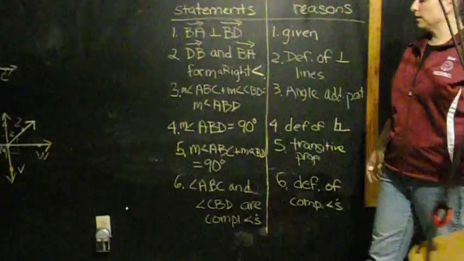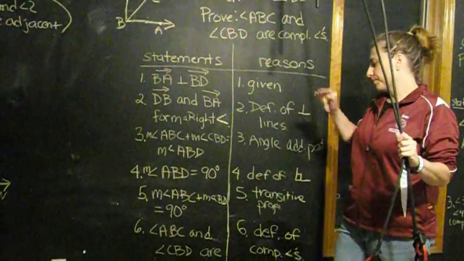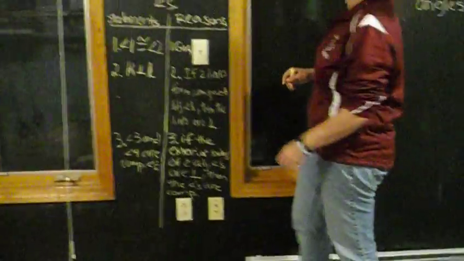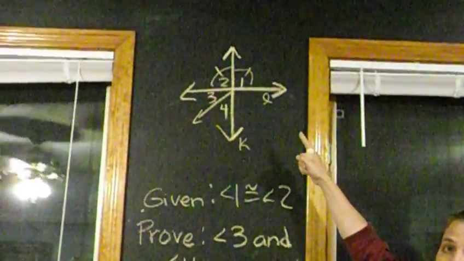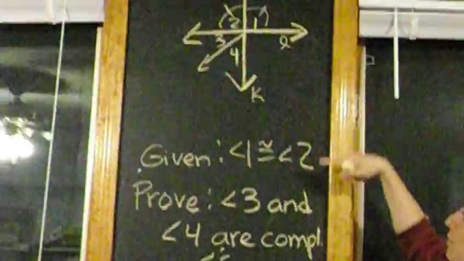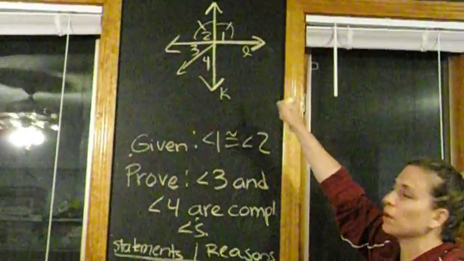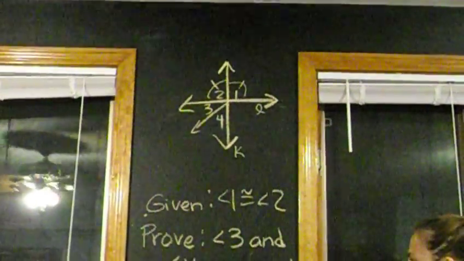I tried to take as many steps as I could to show you different things there. All right, the last thing I wanted to show you was this proof that was in your book. This is also on page 36. It has this picture I drew with the congruent signs. It says given angle 1 is congruent to angle 2. Prove that angle 3 and angle 4 are complementary angles. So there's angle 3 and angle 4. We want those to equal 90 degrees because complementary angles add up to 90 degrees.